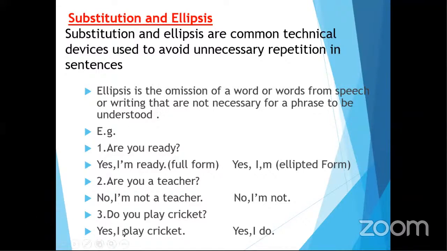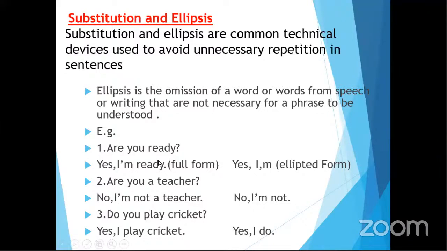Look at the example. This will clearly show you. Somebody might ask, are you ready? Your mother may ask, are you ready, son or daughter? Yes, I am ready. This is the full form. When you write, you write like this. When you speak, you can speak differently, because this is not quite necessary since you are repeating the same thing.